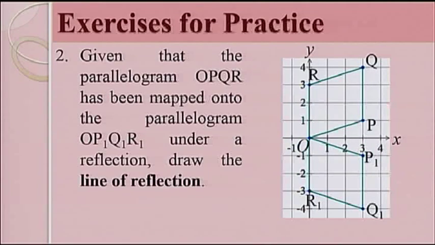Number 2, given that the parallelogram OPQR has been mapped onto OP1, Q1, R1 under a reflection, you are asked to draw this line of reflection. Okay? What can you see here? Well, the O, it has not moved. You know what does that mean now?